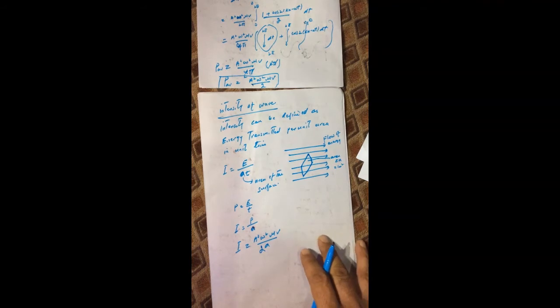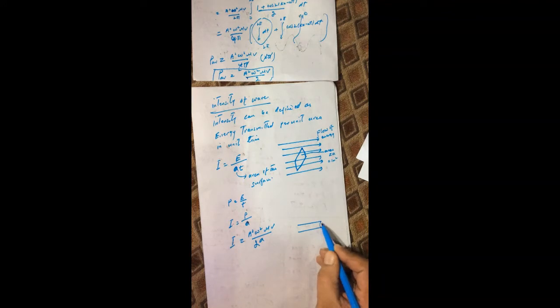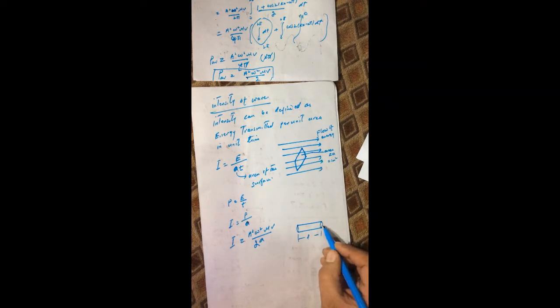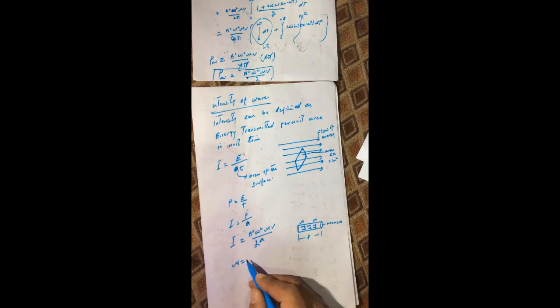Now we consider the string to be like this. It has some volume, some area, and also some length. I consider the string to be of length L and area a, because energy is transmitted from one point to another point through this string with area a. Its mass is m and its linear mass density is μ. We can define μ as mass per unit length.